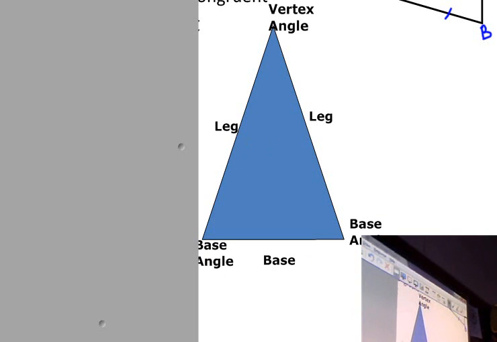Then it says at least two sides congruent, so wouldn't that mean equilateral triangles would be isosceles triangles? That's right. An equilateral triangle is also an isosceles triangle because it's got two. It's actually got three, but it's at least got two. Good.